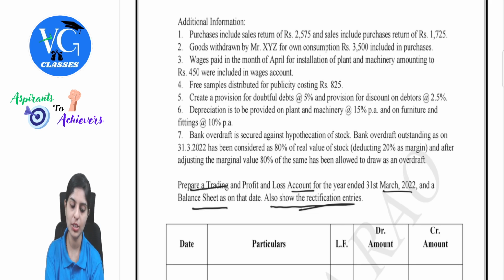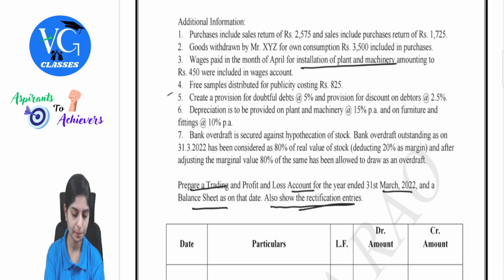Yes. Next, wages paid in the month of April for installation of plant and machinery amounting to 450 were included in the wages account. This was incurred for installing plant and machinery, so it should be debited to plant and machinery, but they have taken it to the wages account, which is again a mistake with respect to accounting principle. Then free samples distributed for publicity costing 825. This is just given as additional information. If they tell you here, that means no entries have been passed yet, so we will have to record the entry.